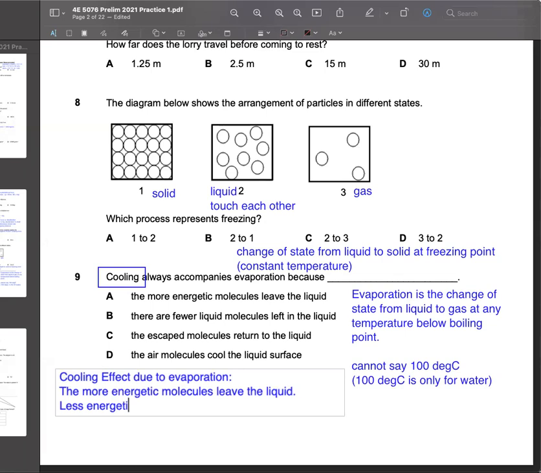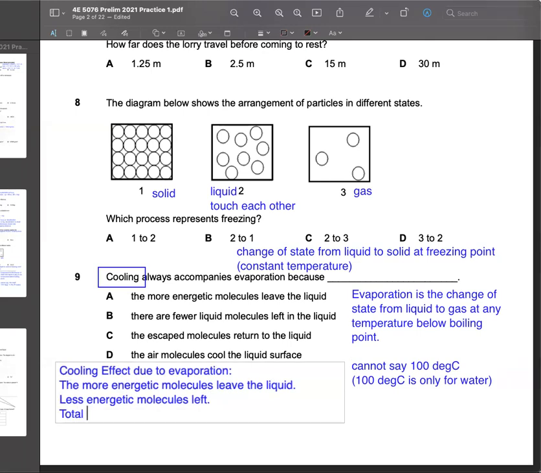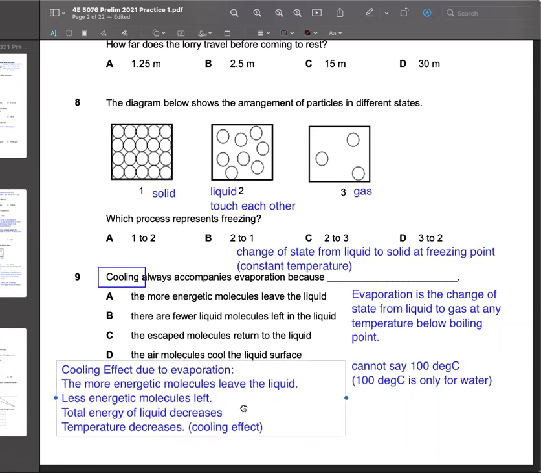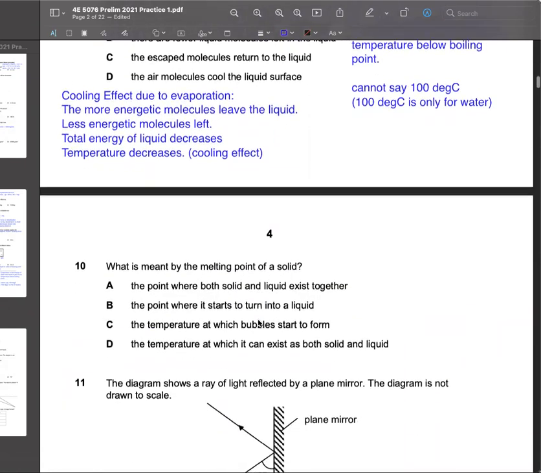And then the liquid becomes lesser, and the left liquid is cooler. So the total energy of the liquid decreases, and so the temperature decreases. So that produces the cooling effect. Okay, steady. Okay, next one.